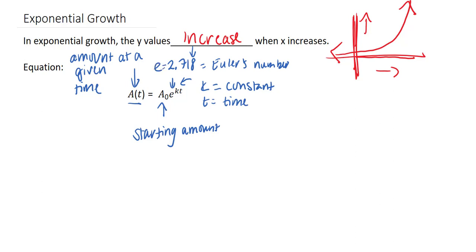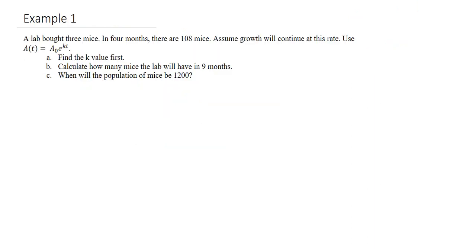This is e. So now let's go over some examples. Example 1: a lab bought 3 mice. In 4 months, there are 108 mice. Assume growth will continue at this rate. So we're going to use our exponential growth equation. What we're going to do is find the k value. This is going to be important to find out everything else. The k value is really important, so that's what we're going to solve for first.